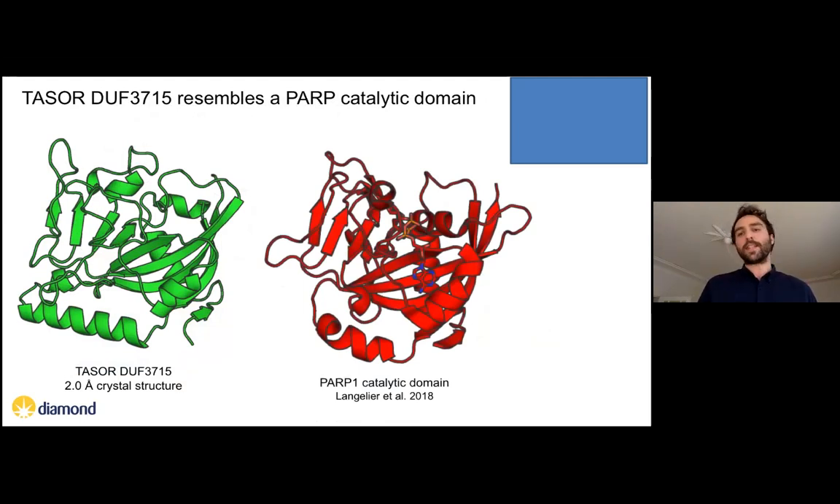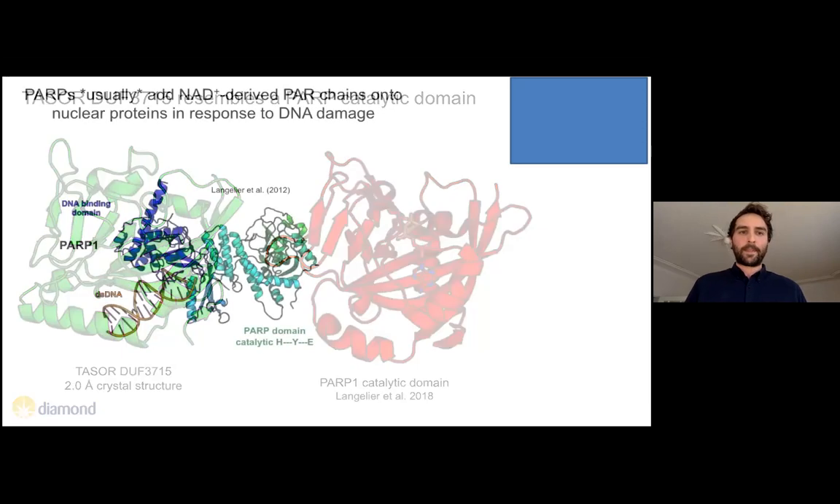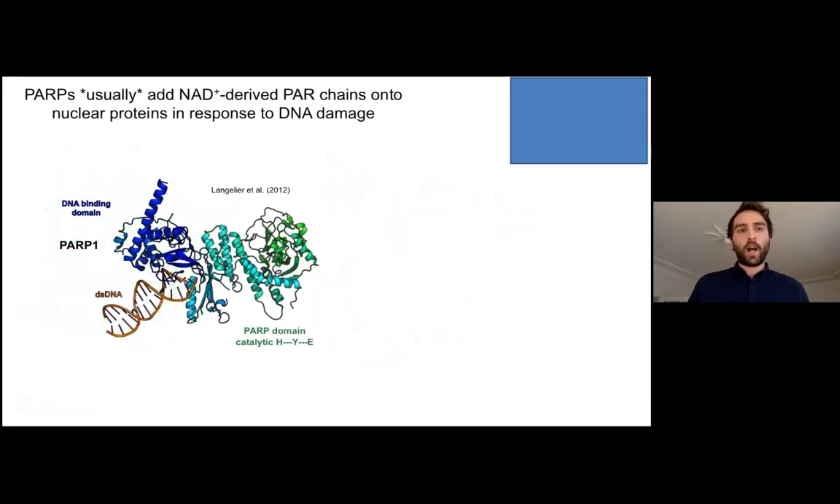So shown is the PARP1 catalytic domain, which is kind of like the canonical member of the family. So what do PARPs do? PARPs usually add NAD-derived chains of poly-ADP ribose onto nuclear proteins in response to DNA damage. And this was interesting to us.